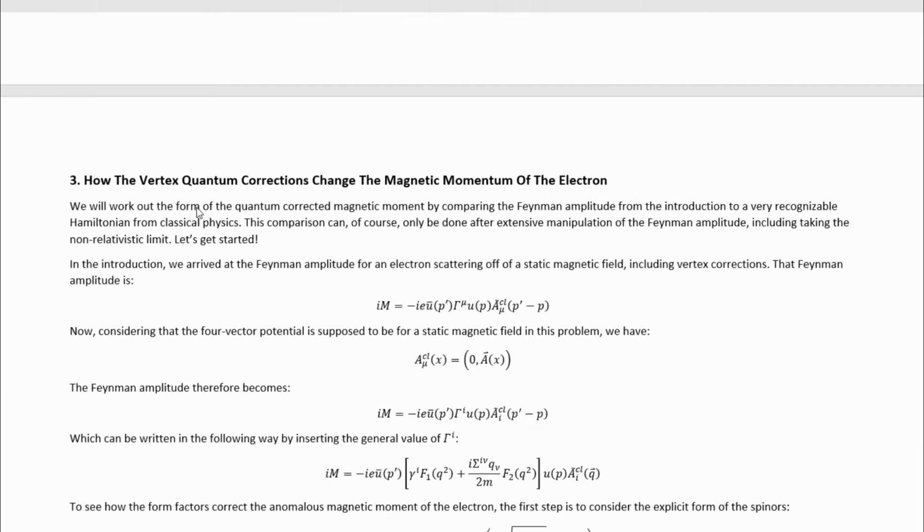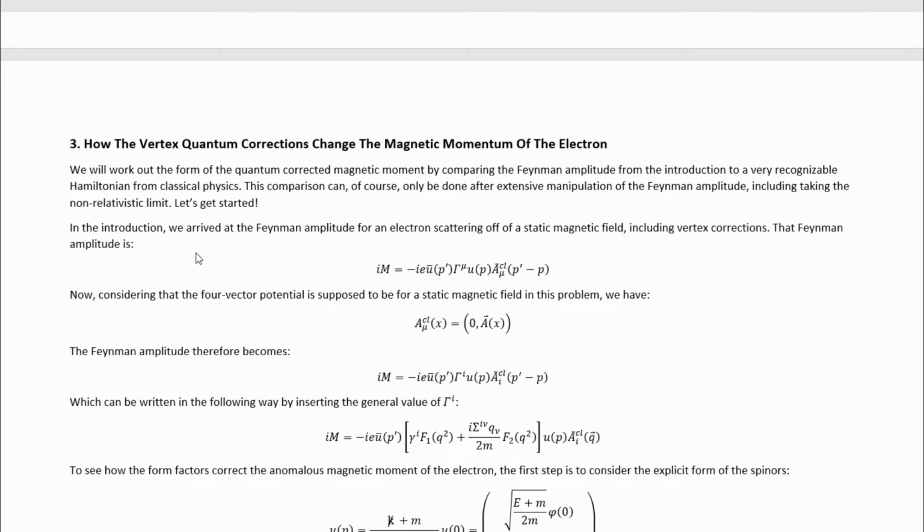We will work out the form of the quantum-corrected magnetic moment by comparing the Feynman amplitude from the introduction to a very recognizable Hamiltonian from classical physics. This comparison can, of course, only be done after extensive manipulation of the Feynman amplitude, including taking the non-relativistic limit.